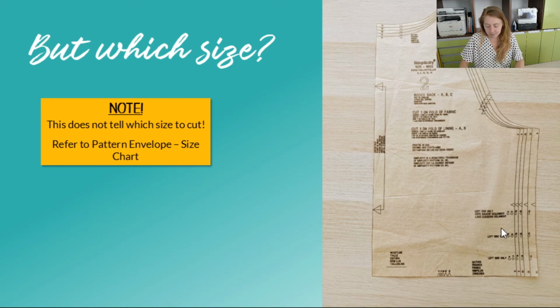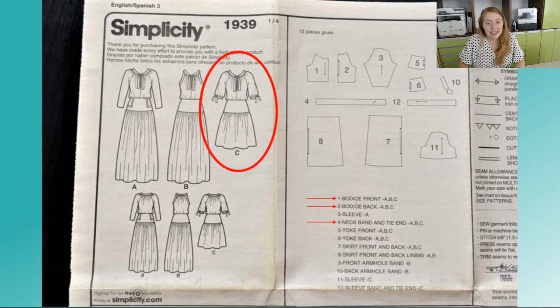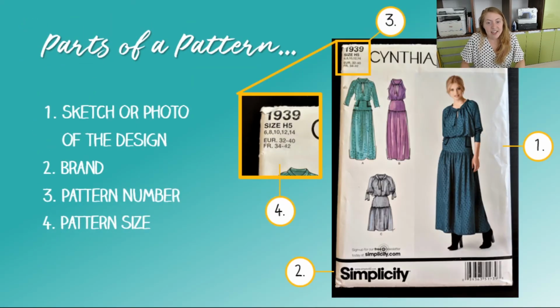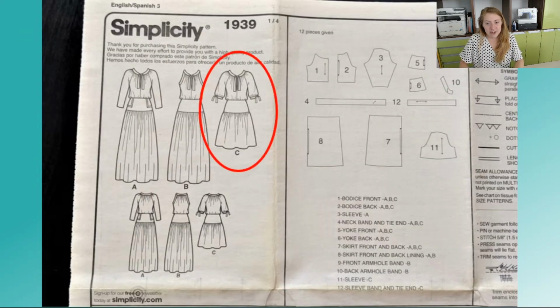But if I zoom in down here, you can see all of these lines. And then I see down here I have numbers 6, 8, 10, 12, and 14. Where did all these numbers come from? If we scroll back here, what size is this pattern? 6, 8, 10, 12, and 14. So you can make this dress in any of these sizes. And how they do that is what I just showed you.